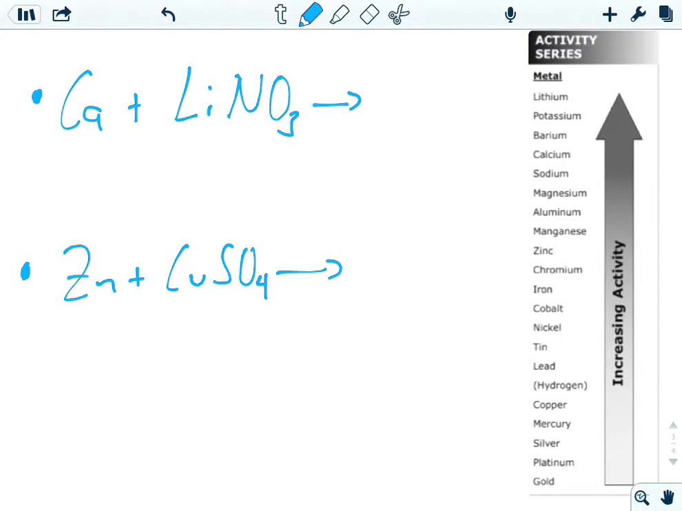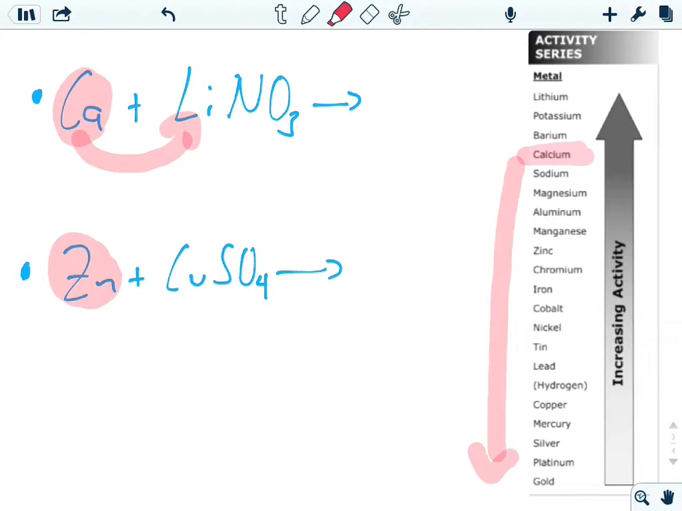Now the first thing we have to do in predicting the products is figure out, does the reaction even happen? For the reaction to happen, the element that's by itself, in this case calcium, and in the second reaction zinc, has to be above the metal that it's trying to replace. So in our first one, calcium is going to try to replace lithium. So we find calcium on our activity series, and it's right here. It has to be on top of lithium, which means lithium should be below here. And if it's not, then the reaction doesn't happen.